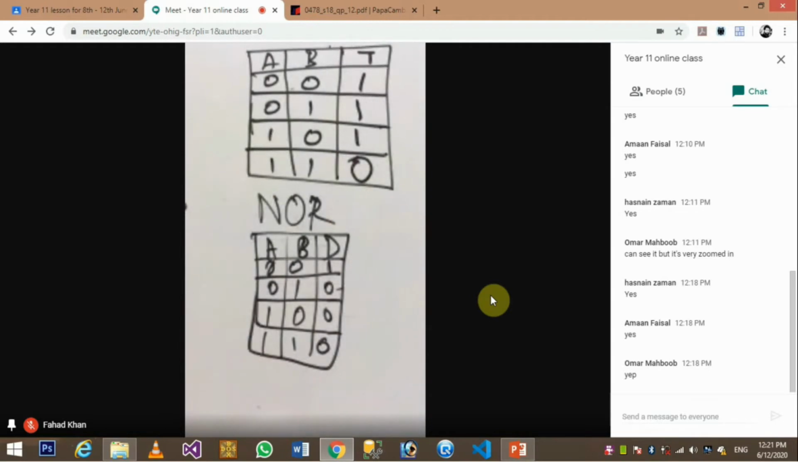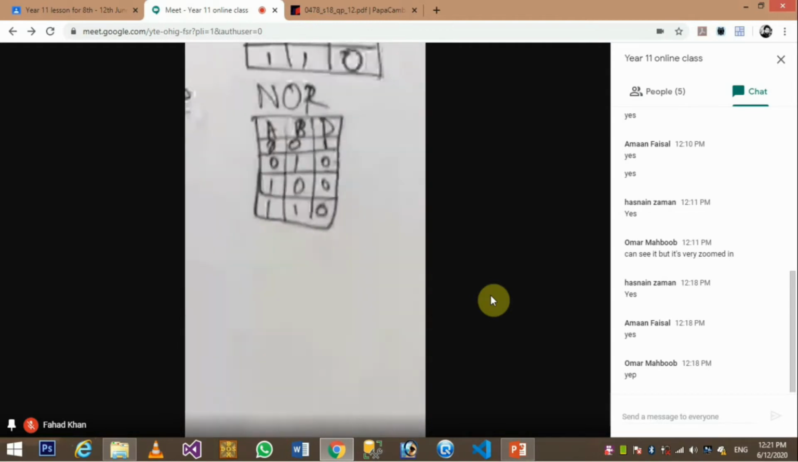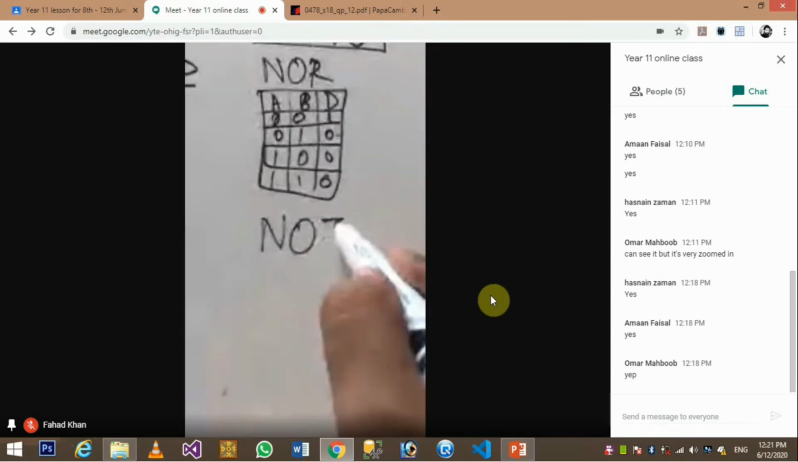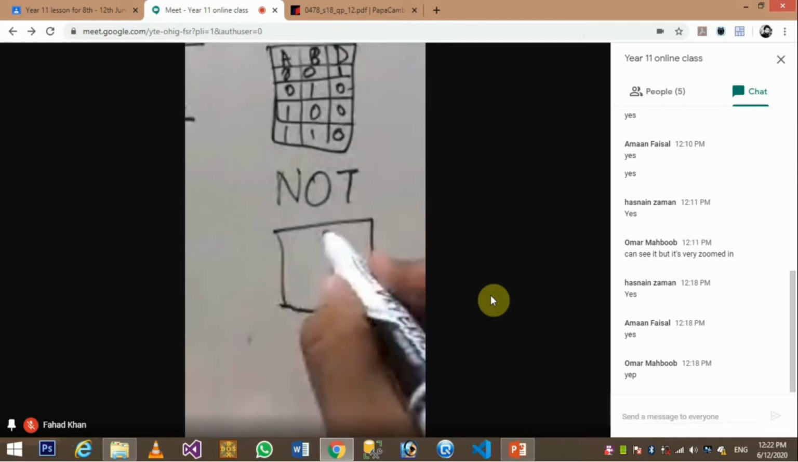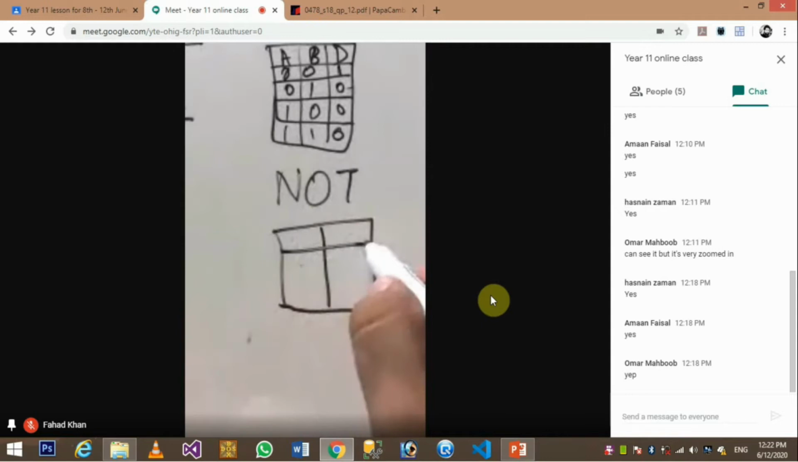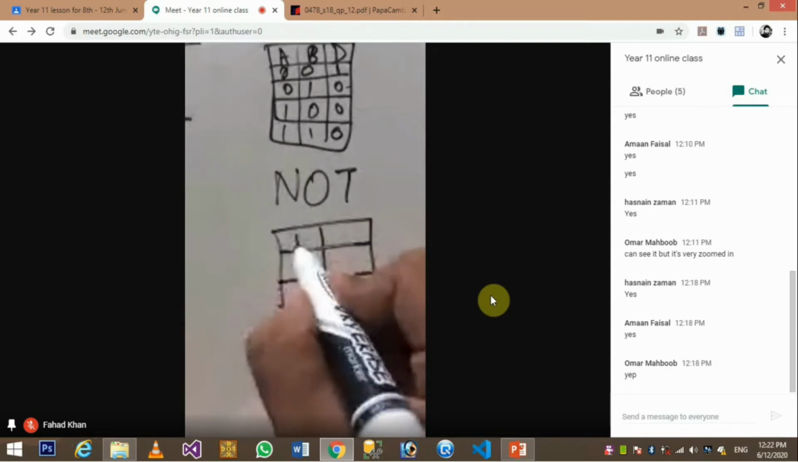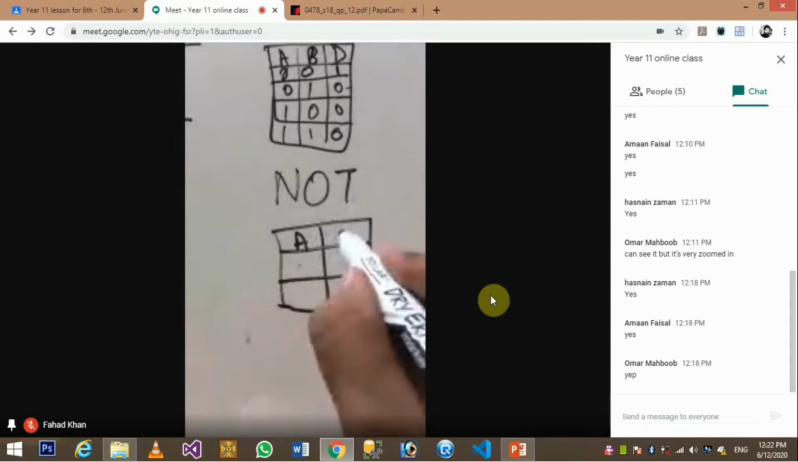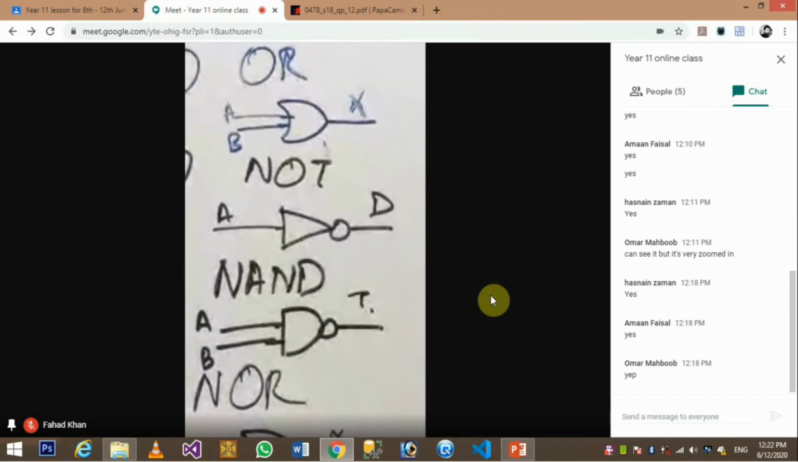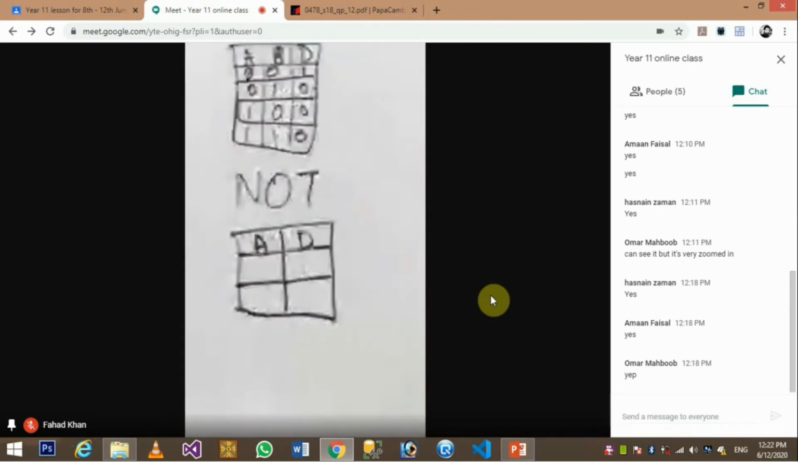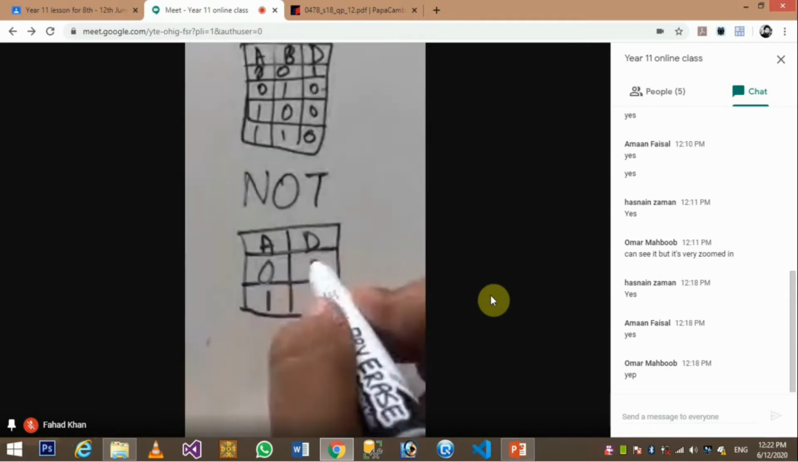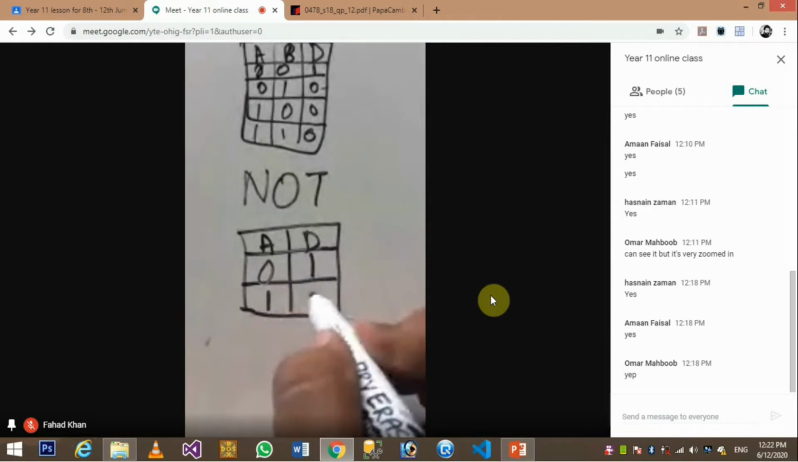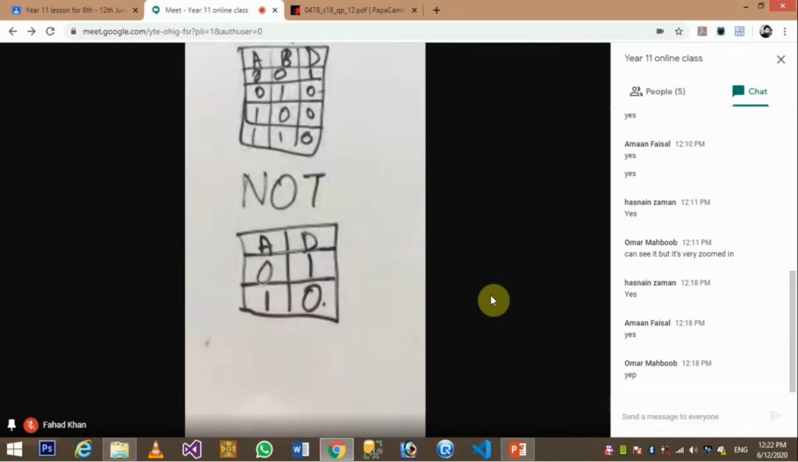Moving on, the NOT gate. NOT gate, as you all know, has one input A and D is the output: one input and one output, as you all can see in the NOT gate. All right, so 0 and 1. If 0 is transmitted at the input, the output should be 1. If 1 is transmitted, the output should be 0.